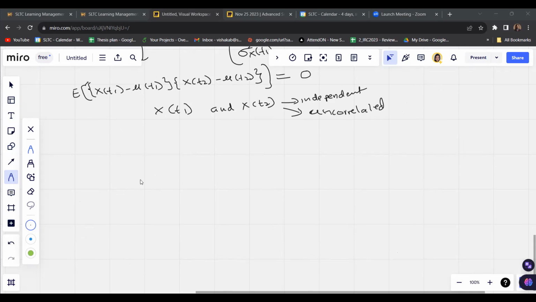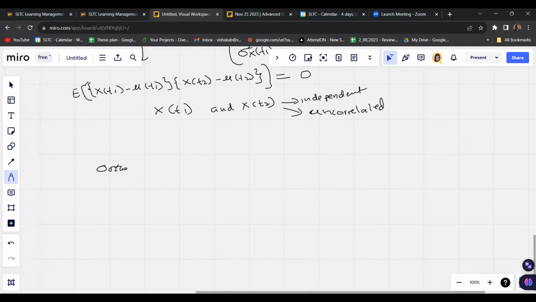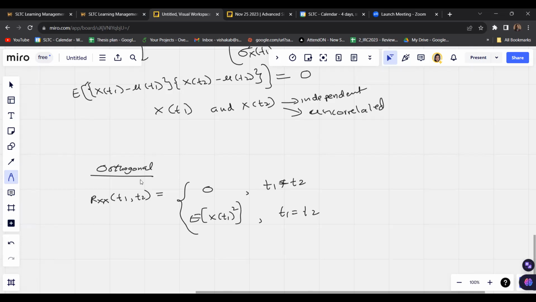And then for random processes which are orthogonal, we can define that the orthogonal random process autocorrelation function has a value of 0 if the time instances are not equal, which means that there's no similarity between time instance T1 and T2. And if the time instances are the same, there is a value which is equal to the square of the mean value of the random variable xt1.